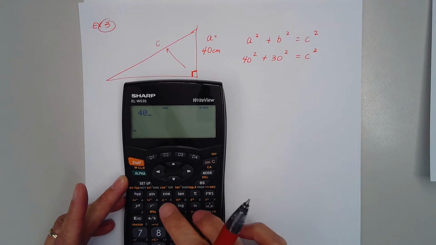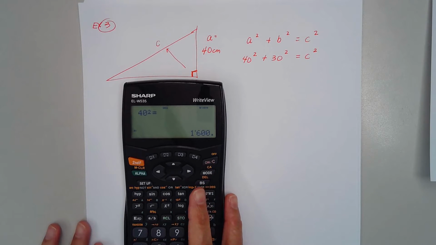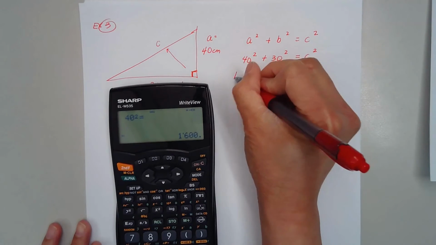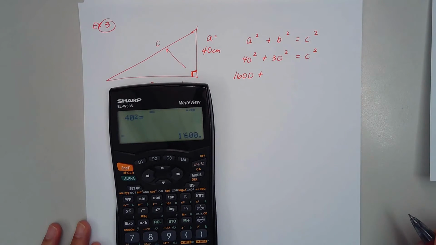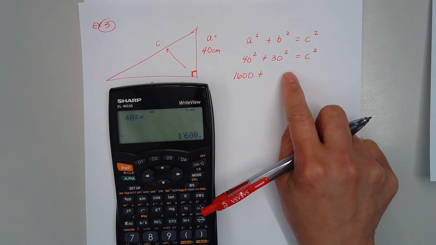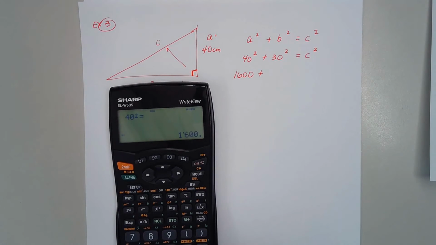40 squared, I got 1,600. 1,600, right? It says 40 times 40, or you can just go 40 squared. That's an easier way. What's 30 squared? What did you get? 900. Nice.